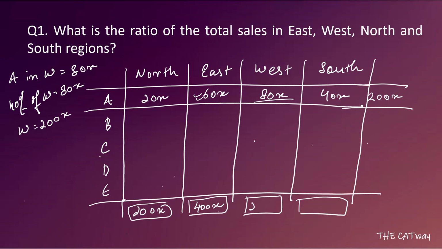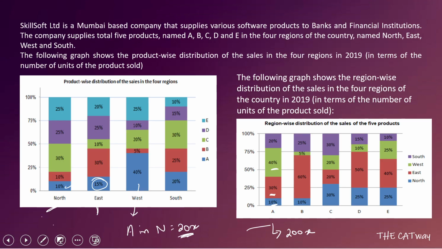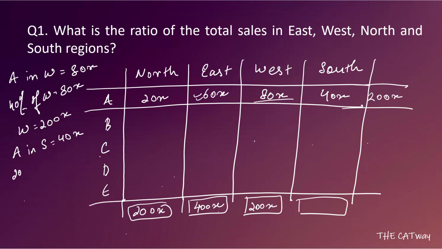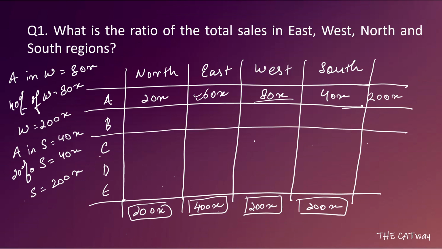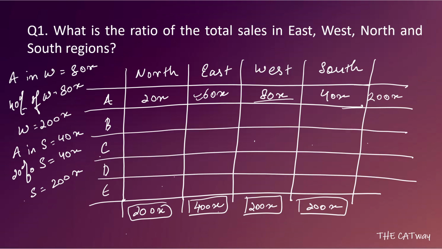Talking about South, A in South is selling 40x, whereas of the total sale of South, A is selling 20%. So we can say that 20% of South is equal to 40x. So South can be 200x. So in South also the total sale is 200x. Now we can calculate for each and every product.